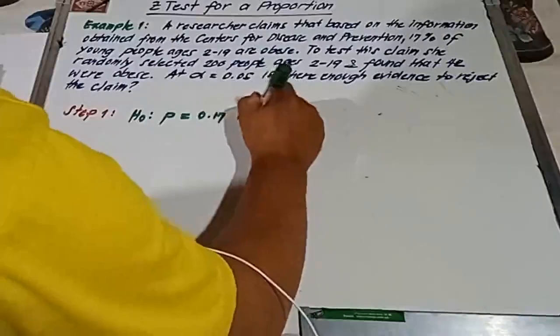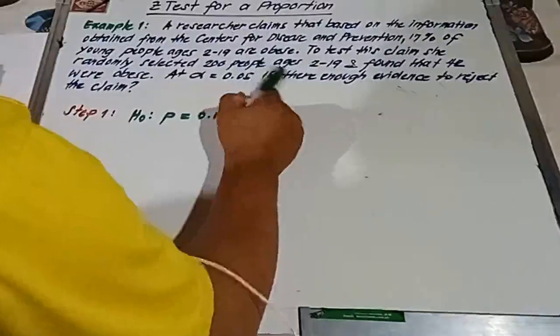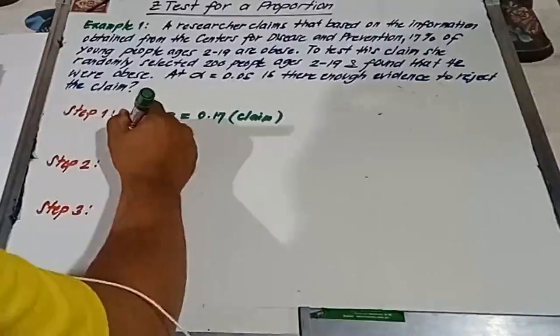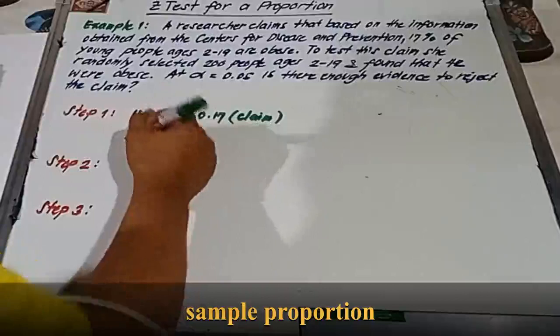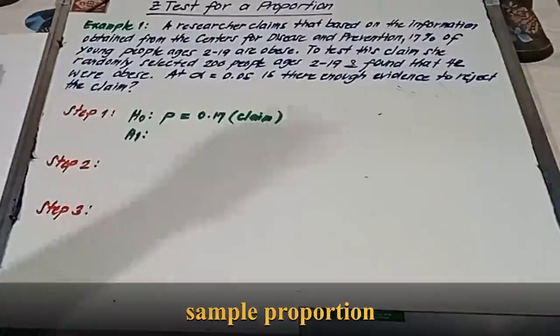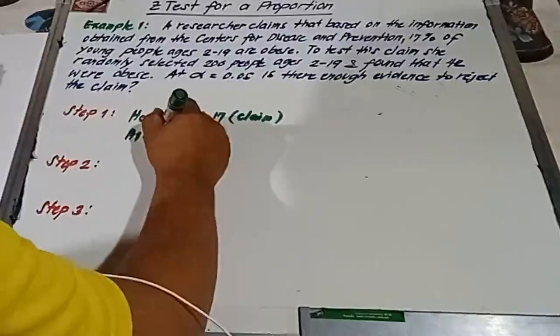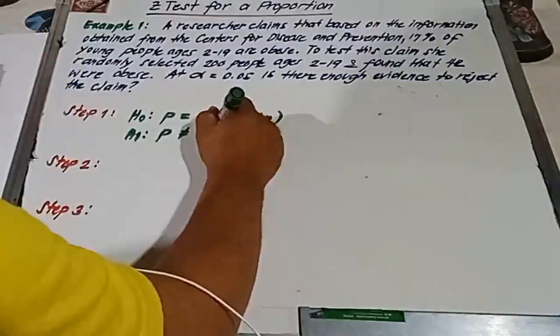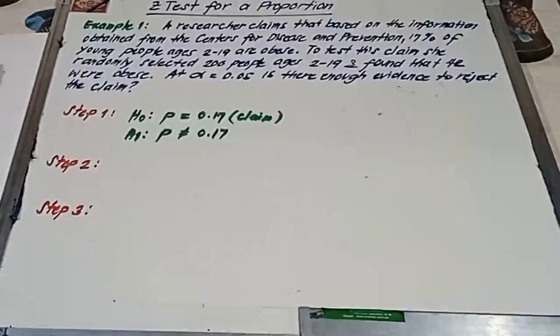Yung daw population ng people ages 2 to 19 are obese. Okay? That is 17% of the population. Therefore, the alternative, this is non-directional kasi hindi in-specify if the sample is greater than the population or less than the population. So, therefore, our alternative hypothesis is the population proportion is not equal to 0.17. So, for step 2, we're going to find the critical values.